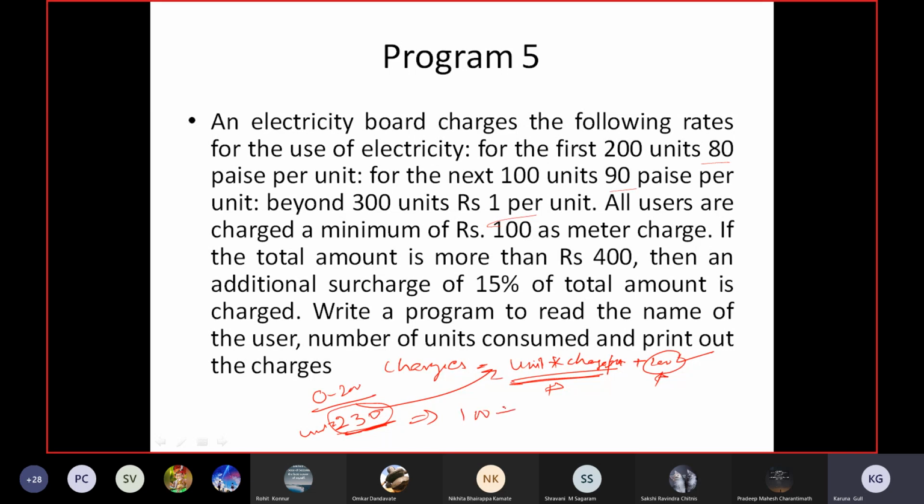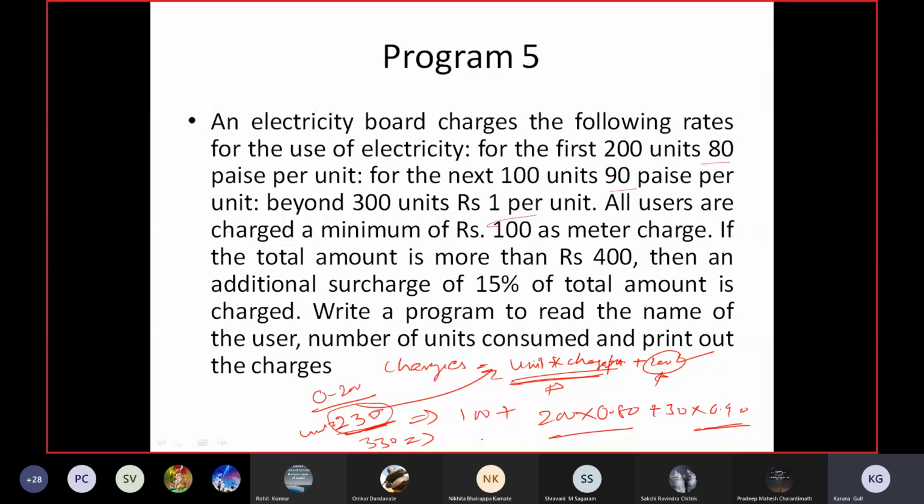First 100 rupees I am charging. There is no issue in that. Next, 200 into 80 paisa plus, for 200 units I have to charge 80 paisa, and for 30 units I have to charge 90 paisa. Is this okay with everybody? Yes, ma'am.